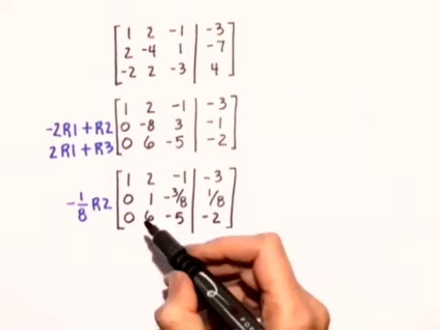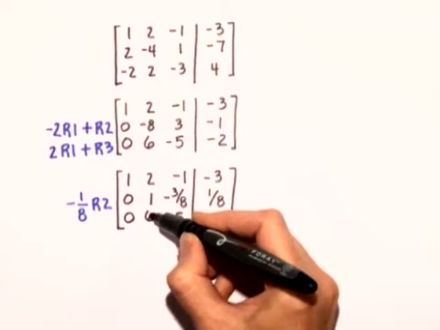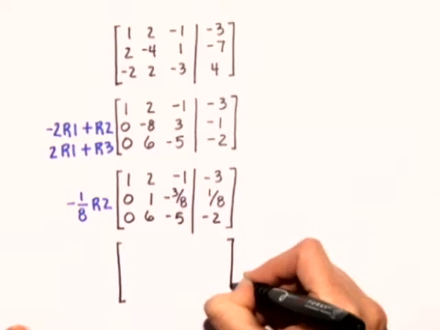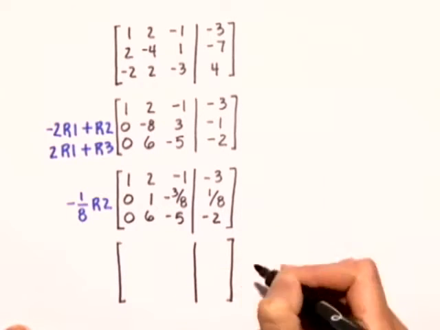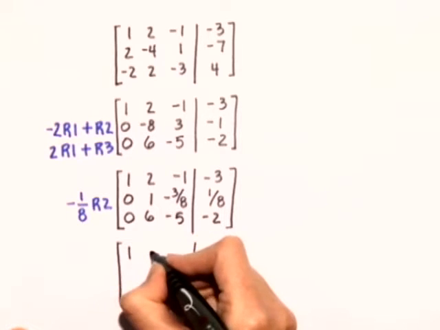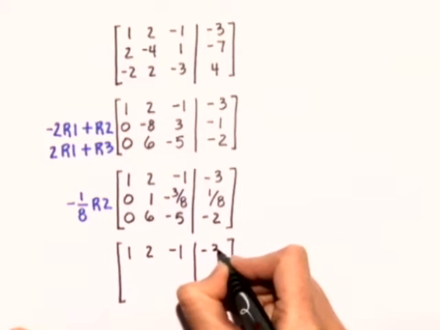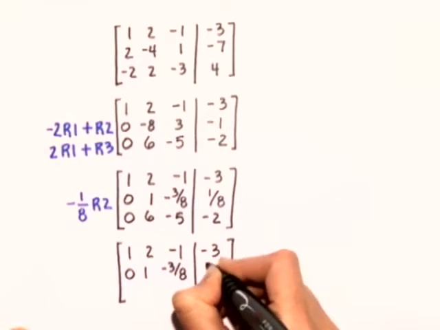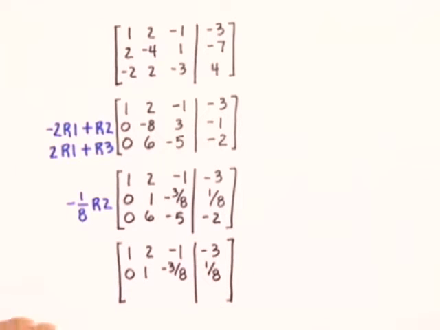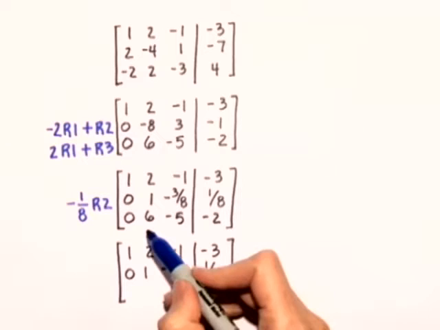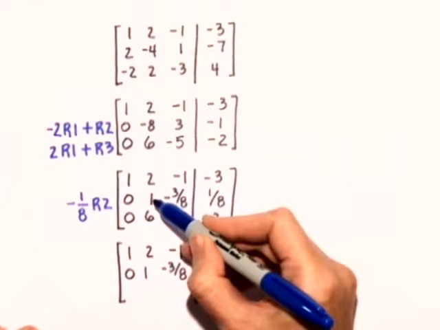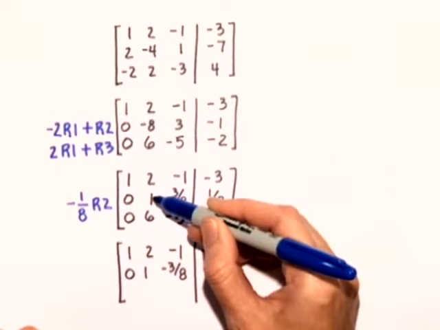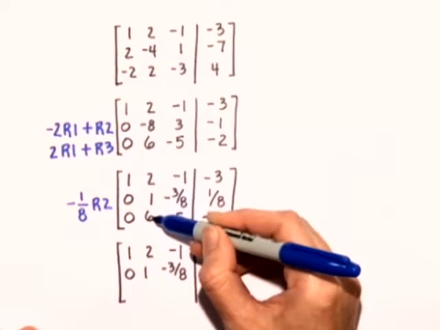My next step, now that I've gotten my second one along the diagonal, is to get a 0 underneath it. So in this case, I'm going to write down the first 2 rows because they won't be changing. Only the third row will change this time. So I have 1, 2, -1, -3, 0, 1, -3/8, 1/8. And in order to get a 0 in the place of this 6, I'll need to use the 1 right above it to help. And I'll take the entire row 2 and I'll multiply it by -6 and I'll add it to row 3 to get me a 0.